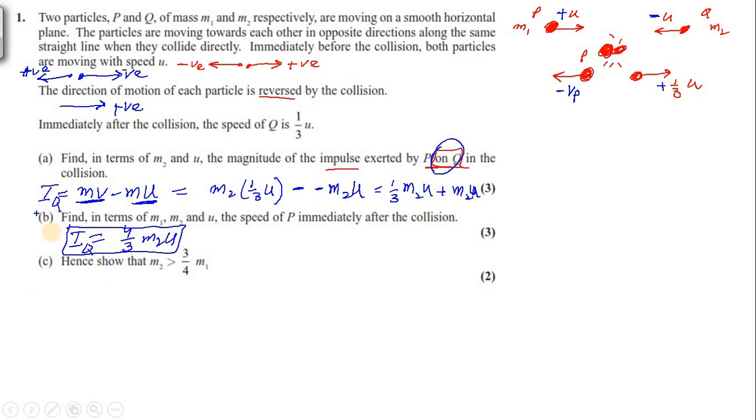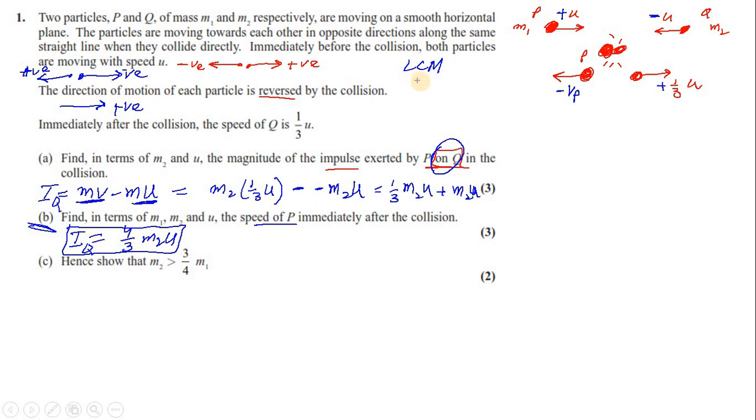Part B is: find, in terms of M1, M2 and U, the speed of P immediately after the collision. So we need to find the speed of P. That means we need to figure out VP. And in this case, we have two choices. We can consider the law of conservation of momentum.